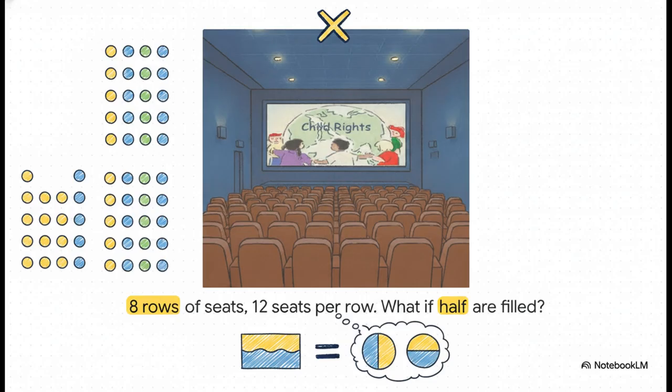Well, we could find half of 96, which is 48. Or, using our new toolkit, we could just say, hey, half the rows are filled, so 4 rows times 12 seats equals 48. See what happened there? Suddenly, word problems are just these fun little puzzles practically begging for our shortcuts.